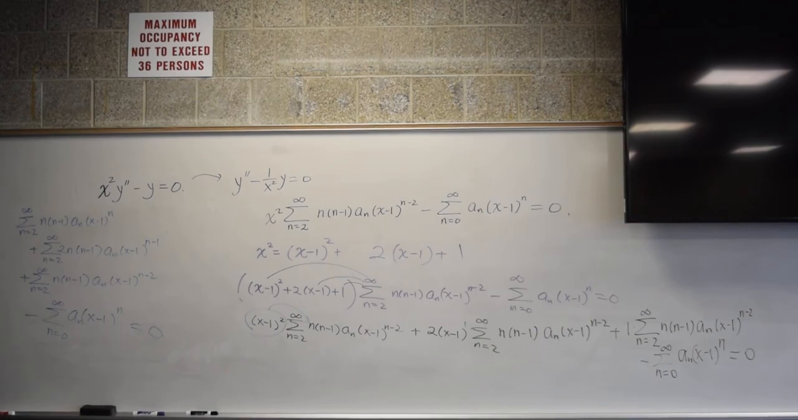Then now I see what I need to shift. Which one should I shift? The second term, this one I need to shift, right? And this one. These two I need to shift. These two are okay because they both have x minus 1 to the nth power. These I need to shift. So let's shift it.